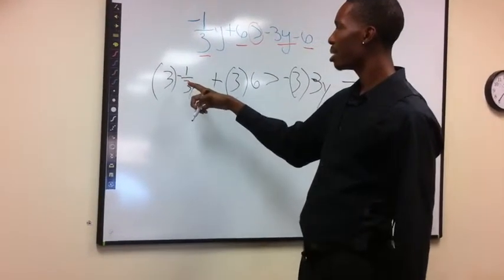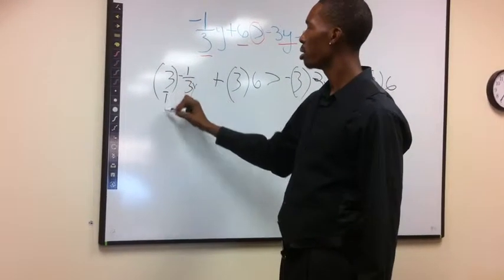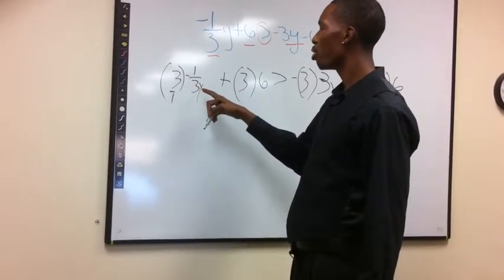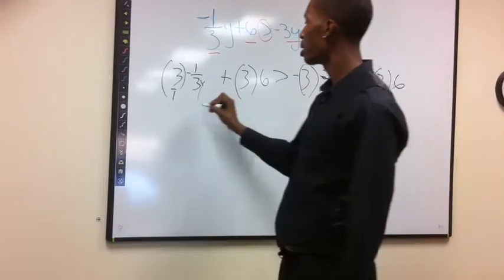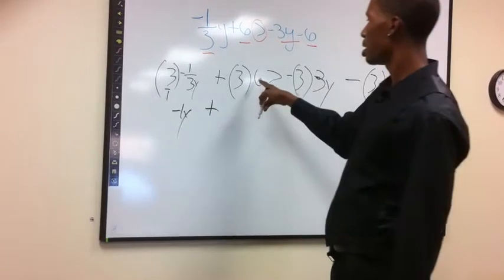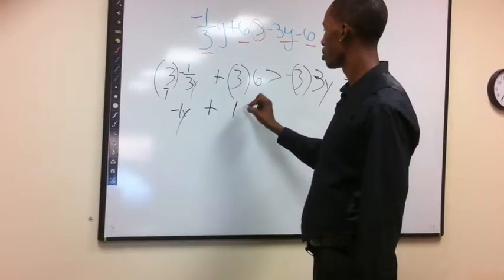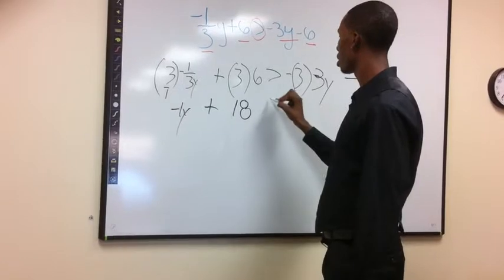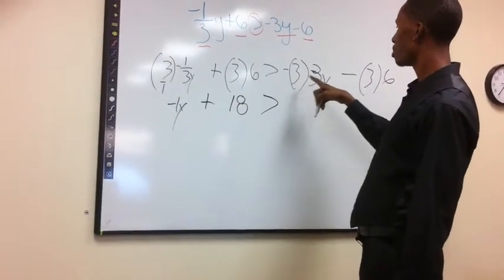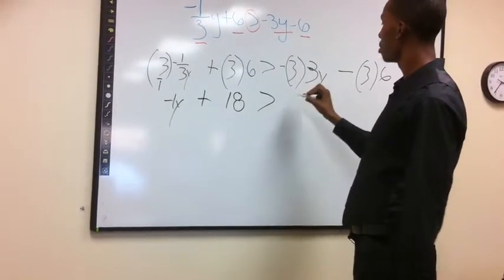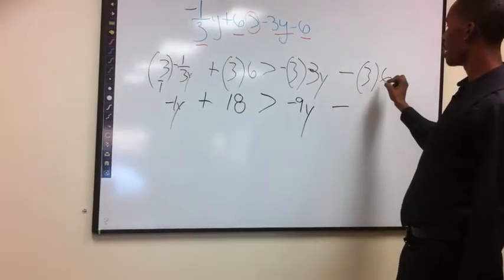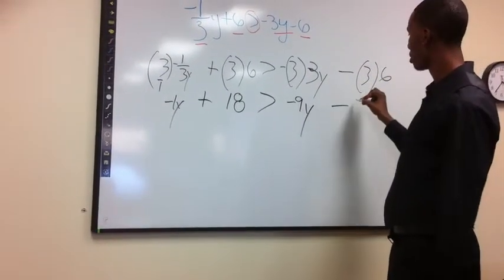So 3 times negative 1/3, same as 3 over 1 times negative 1/3, will give us negative 3 over 3, which is the same as negative 1y, plus 6 times 3, which will give us 18, is greater than negative 3 times negative 3y, which is negative 9y, minus 3 times 6, which is 18.